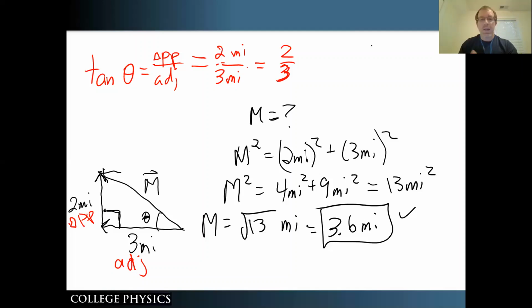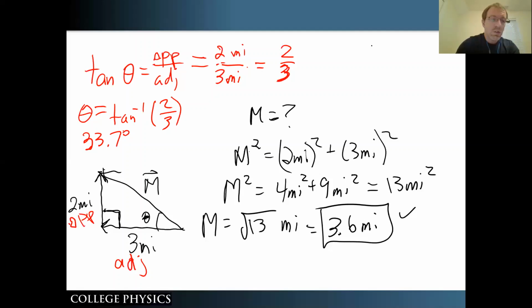Well, let's see. I need to get rid of that. I need to supply the angle for theta. What would that actually be? Well, I need to take the inverse tangent of both sides in order to cancel out that tangent. So theta is going to be the inverse tangent of 2/3, and that angle ends up being 33.7 degrees. I'm not quite done yet though, because I have to say 33.7 degrees from what? This is 33.7 degrees north of west.